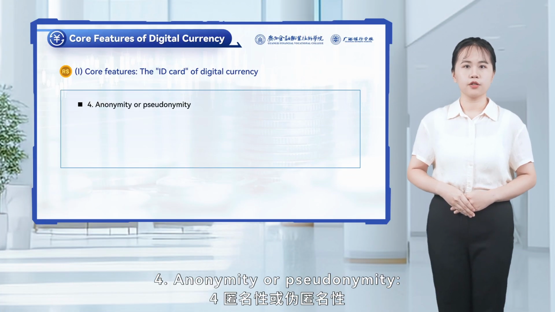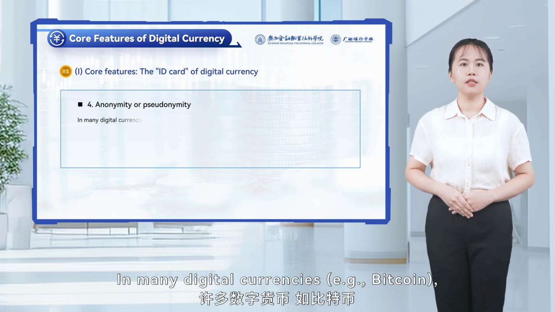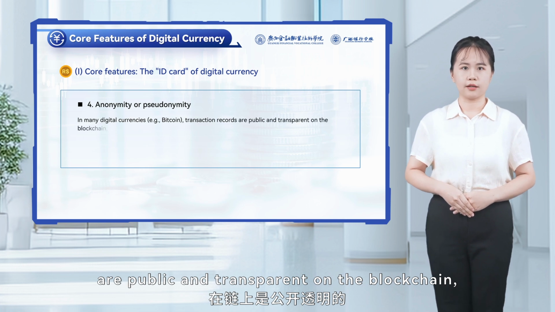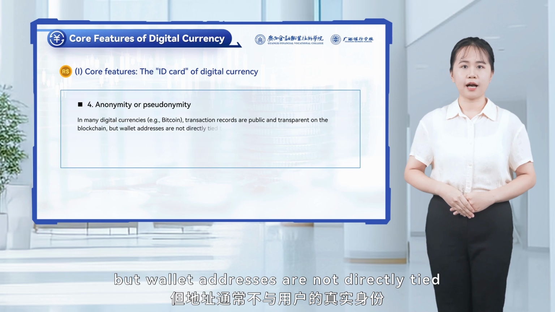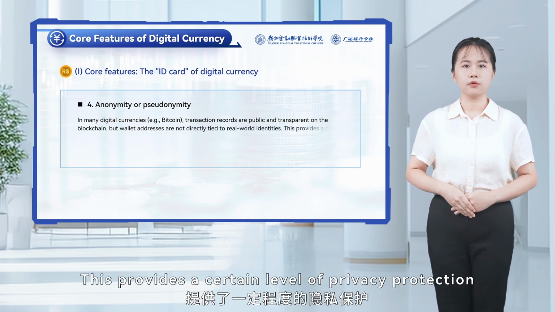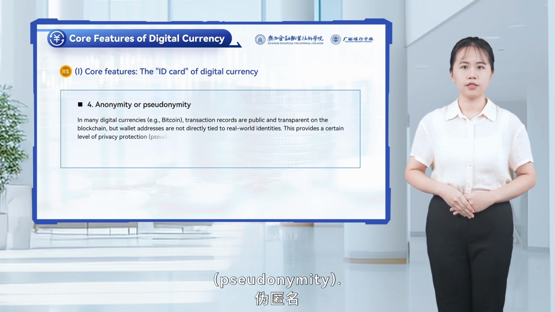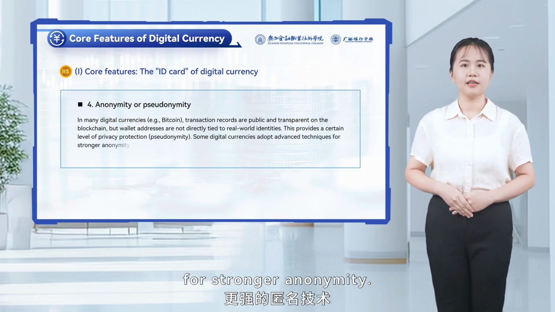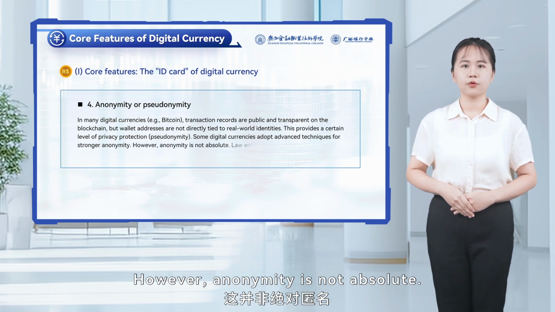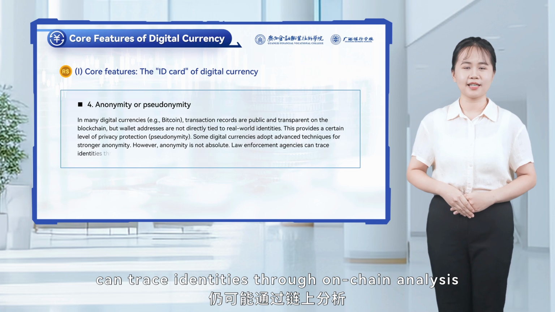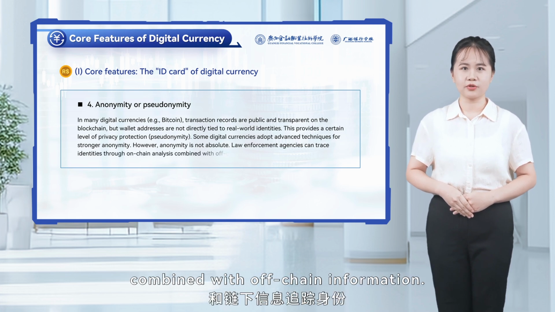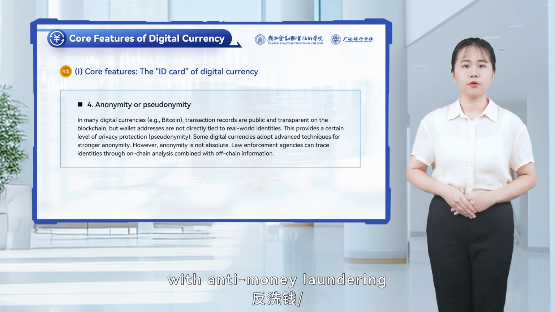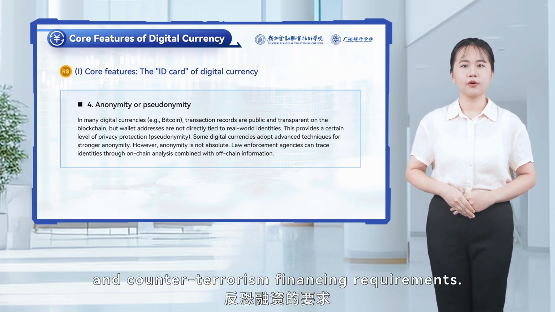4. Anonymity or pseudonymity. In many digital currencies, e.g., Bitcoin, transaction records are public and transparent on the blockchain, but wallet addresses are not directly tied to real-world identities. This provides a certain level of privacy protection, pseudonymity. Some digital currencies adopt advanced techniques for stronger anonymity. However, anonymity is not absolute. Law enforcement agencies can trace identities through on-chain analysis combined with off-chain information. Regulators are increasingly concerned with anti-money laundering and counterterrorism financing requirements.